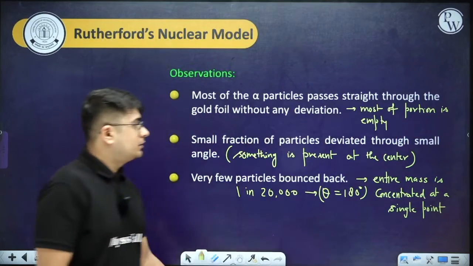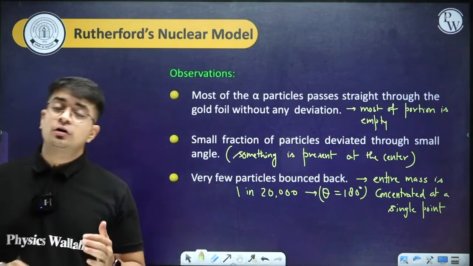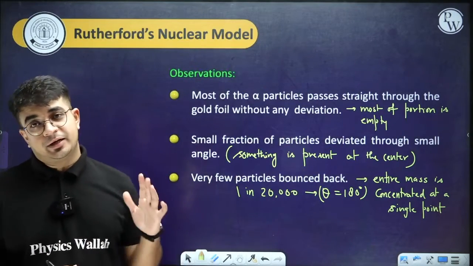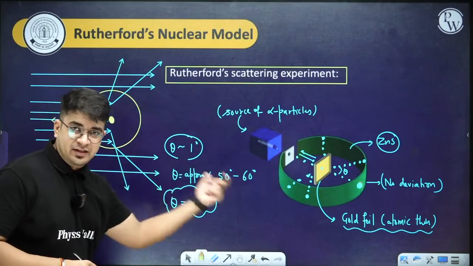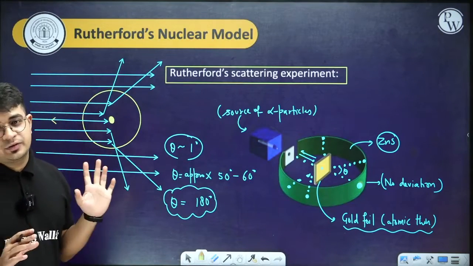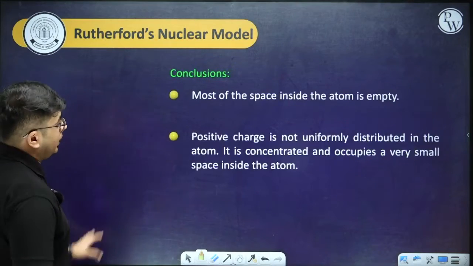Okay, this is the entire part related to the observations of Rutherford's nuclear model, or Rutherford's gold foil experiment. I hope the first part is clear. I hope the entire setup as well as the observation part is clear to everyone. This is the basic portion which you need to understand. Now it's time for the conclusion.